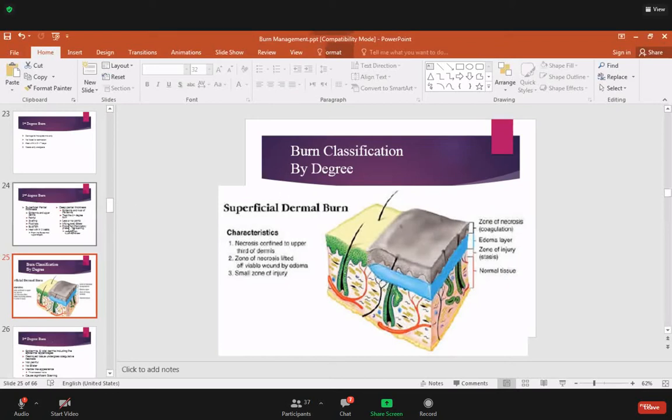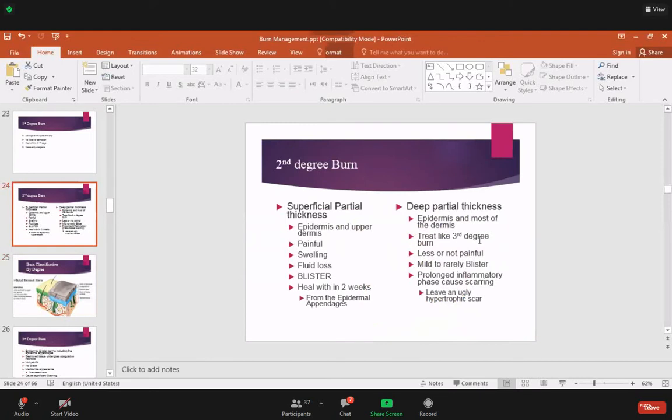So how do we differentiate between the superficial and deep partial thickness burns? That patient is having severe pain because of the burn. There is very severe pain. The patient will have swelling because of the scalds and the blebs. The patient will have fluid loss, and there is scald formation also.